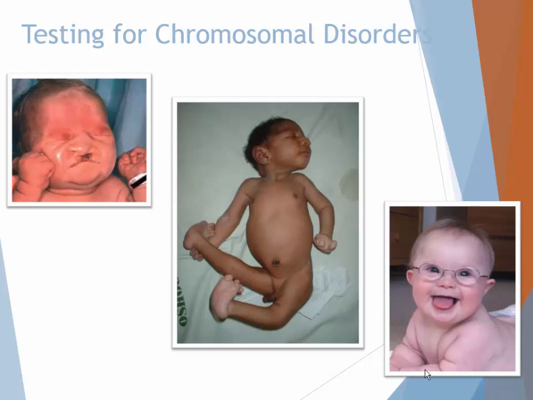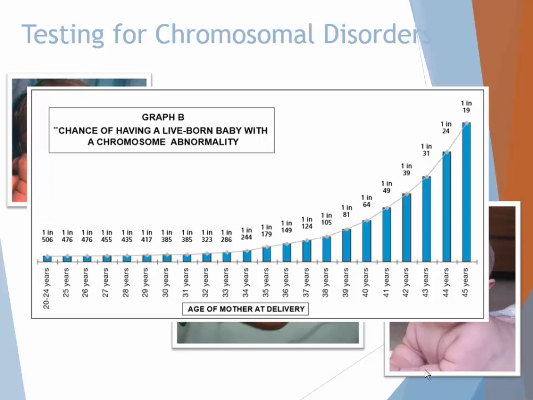Rocker bottom feet. So we know that as we get older, the chance of having a baby with a chromosome condition like these three increases. So by the time you hit 45, it's 1 chance in 19. So don't wait till you're 45 to have children.